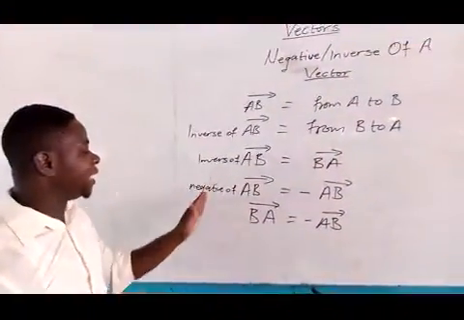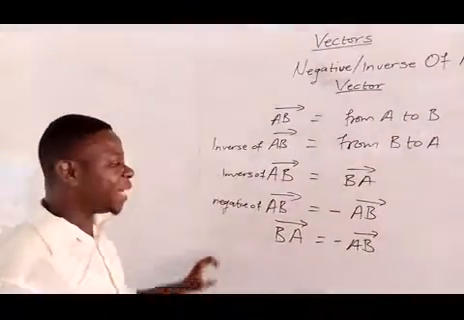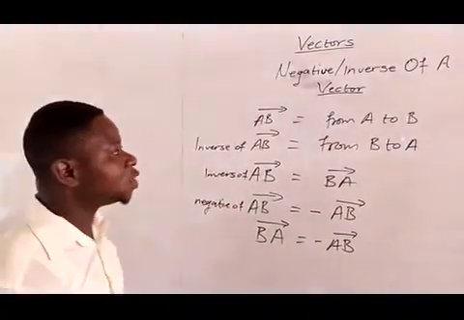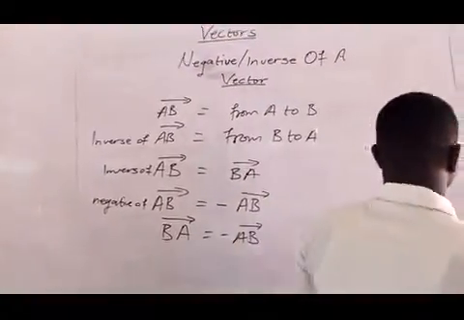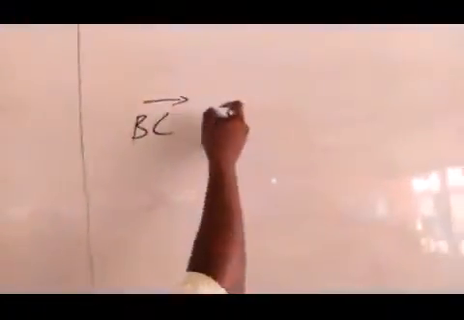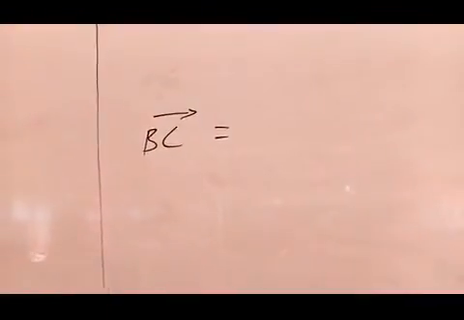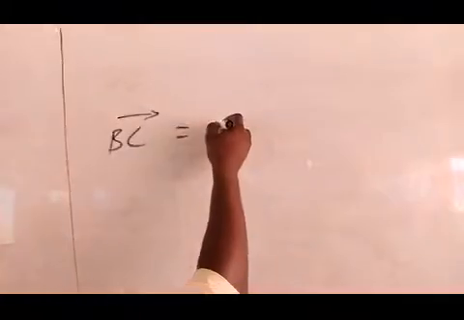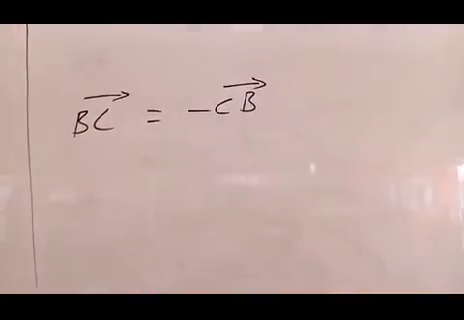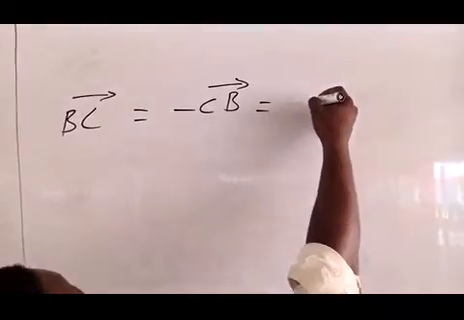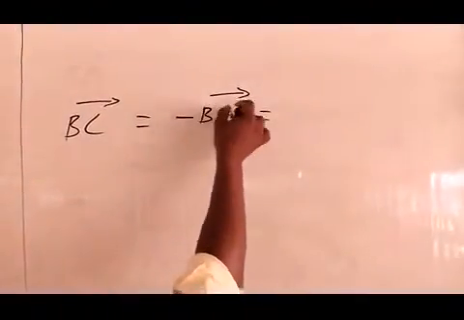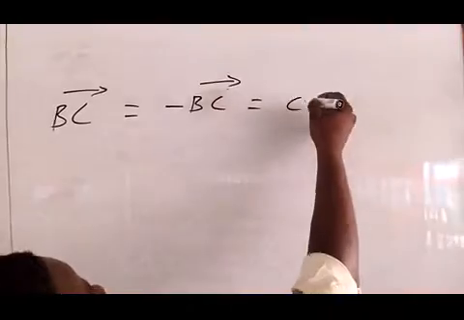Now, the inverse and the negative mean the same thing, but I'm only using them separately to explain this point. So then, if that is the case, when we are given vector BC and we have to find the inverse of vector BC, it is the same as minus BC, which is also the same as CB.